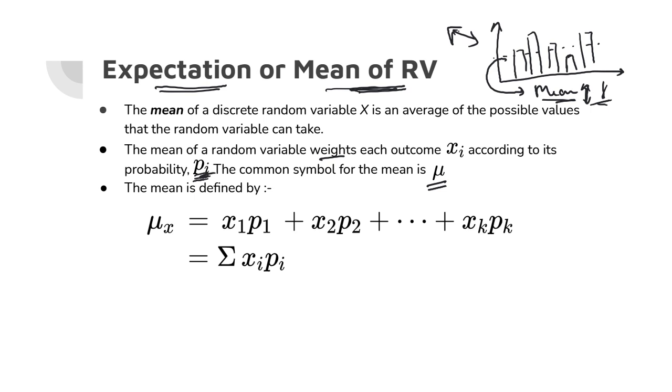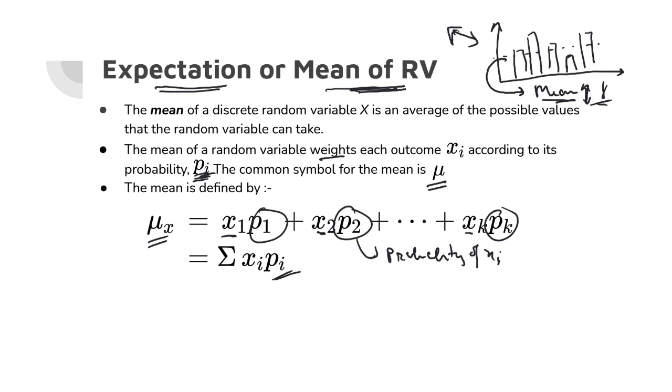The mean of a random variable weighs each outcome. Now the formula for this mean, the expectation, is mu x equals x1 p1 plus x2 p2 up to xk pk, which is simply the summation of xi pi. It is weighing all the possible values that x can take based on the probability, this p term here. So p here is the probability of xi. So this was our expectation.